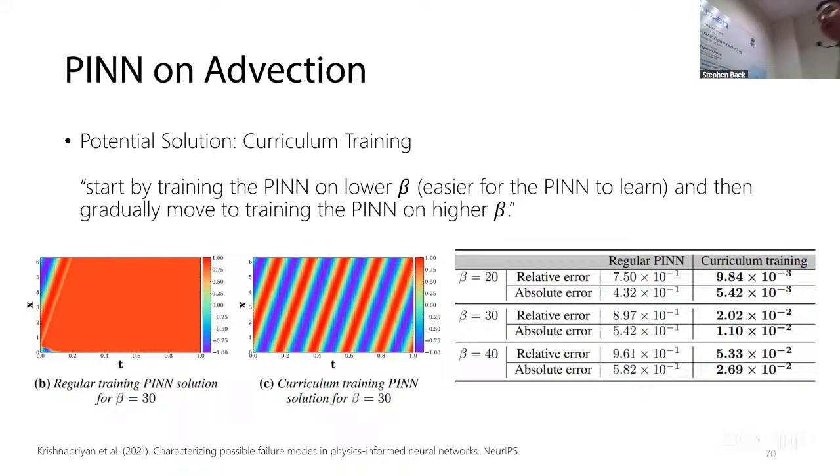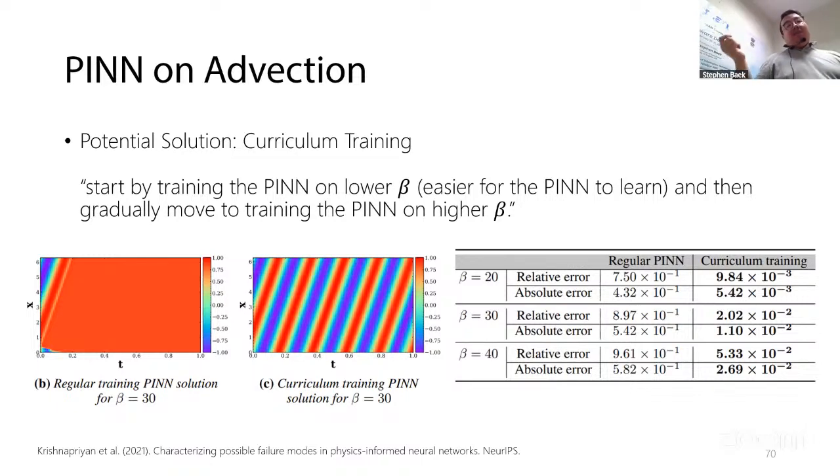Quantitatively speaking, here's a table comparing the error, the regular training of PINN on the left column, and the curriculum training of PINN on the right column. And you can see that there's a multiple orders of magnitude difference in terms of the error rate. So in almost all cases for the training of PINN, curriculum training is a must.